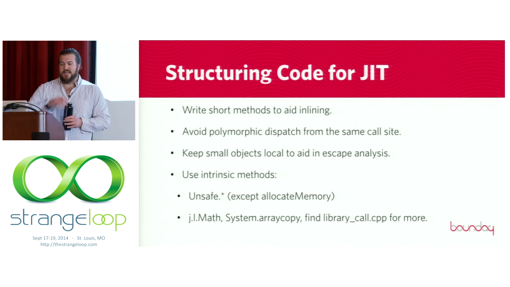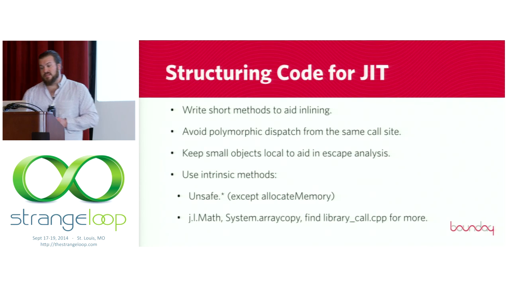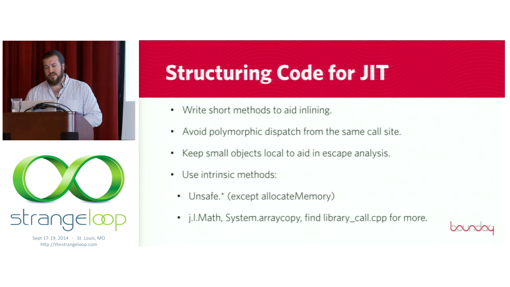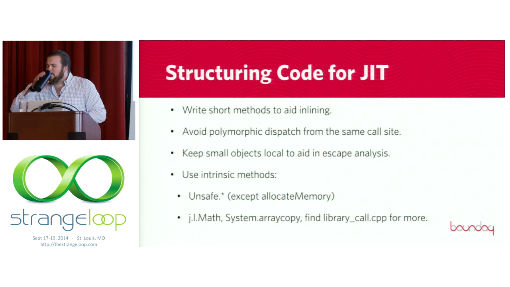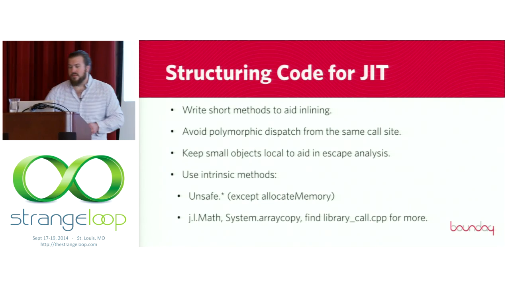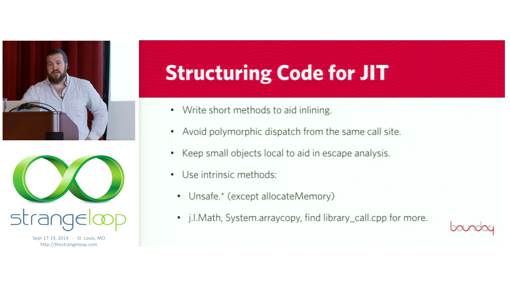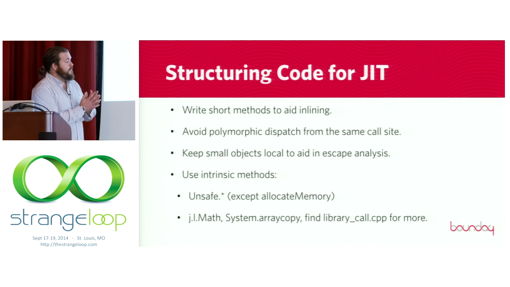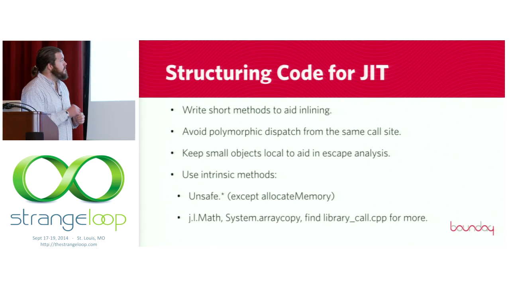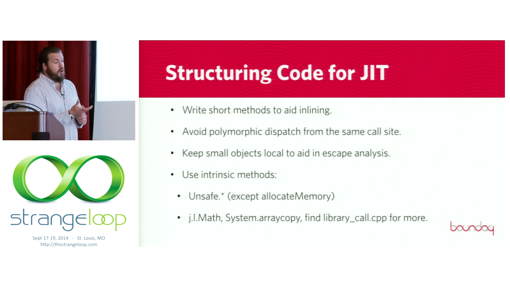Thank you. So he said it's 325 if it's a hot method, by default. You can tune that on the command line and see if it makes a difference. But what you really should do is write shorter methods. The funny thing is that most of the performance gains you get from the JIT actually come from inlining.